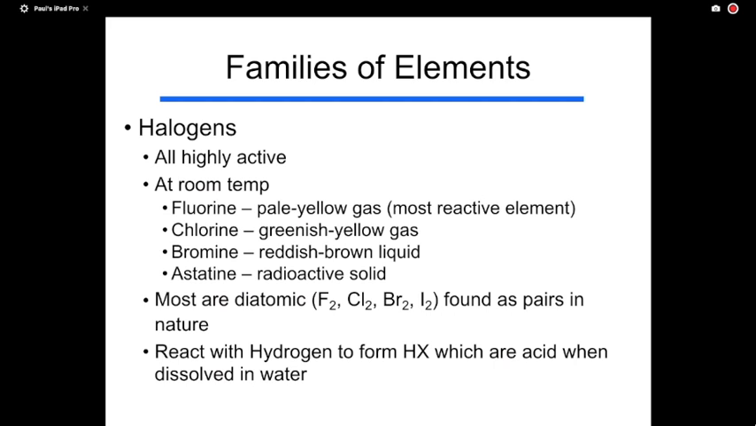What's interesting about some of these is that most elements are found by themselves, just one atom by themselves uniquely. Most of these are what are called diatomic. If you find them in nature, two of them are linked together as the element. They tend to react with hydrogen, that number one element, to form acids.